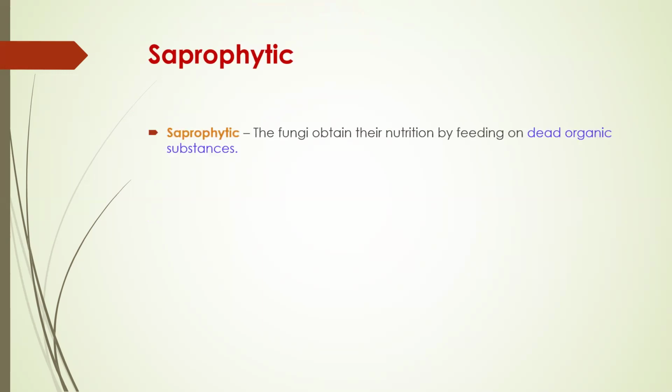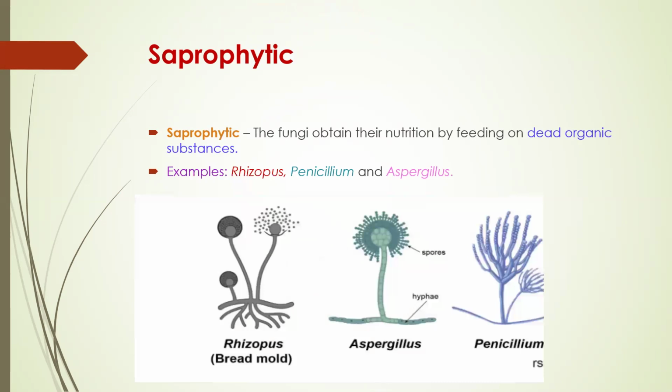Already explained saprophytic: fungi obtain their nutrition by feeding on dead organic substances. Examples: Rhizopus, Penicillium, and Aspergillus. Only two examples are enough. Next, these are the fungus diagrams: Rhizopus, Aspergillus, Penicillium. These are the spores. These are also spores. These spores are very useful in the reproductive process.